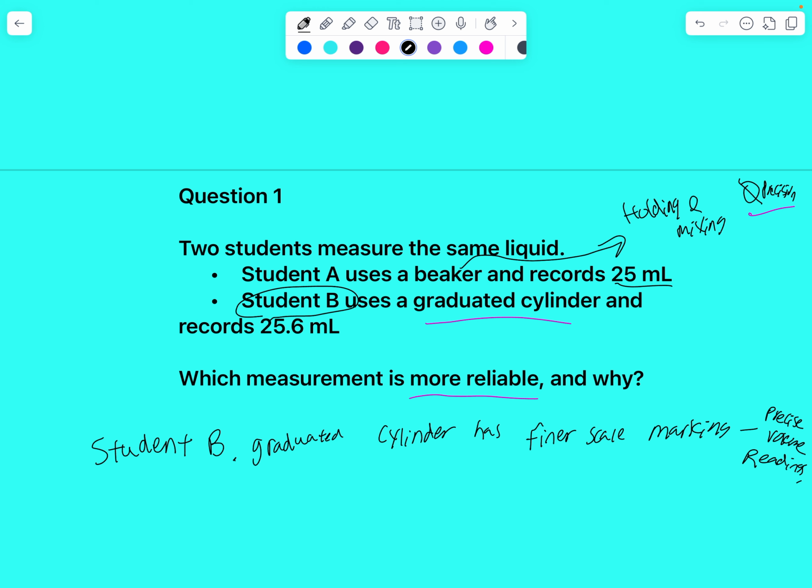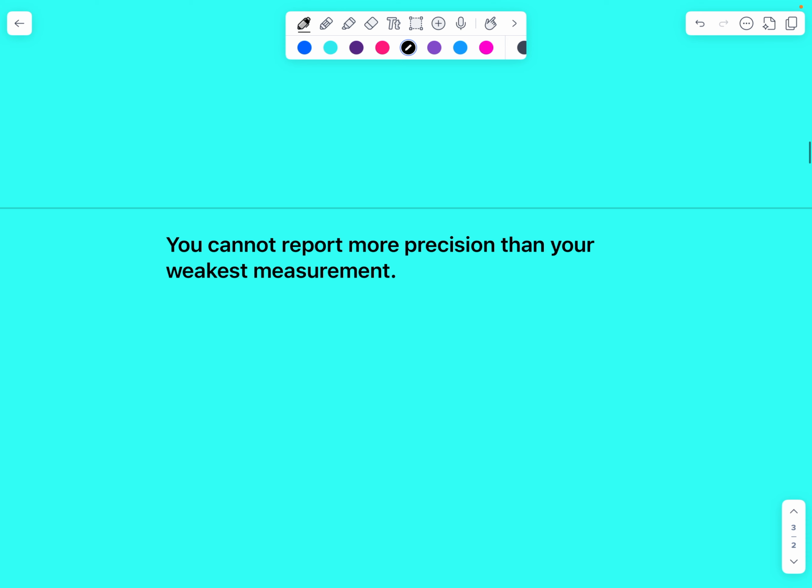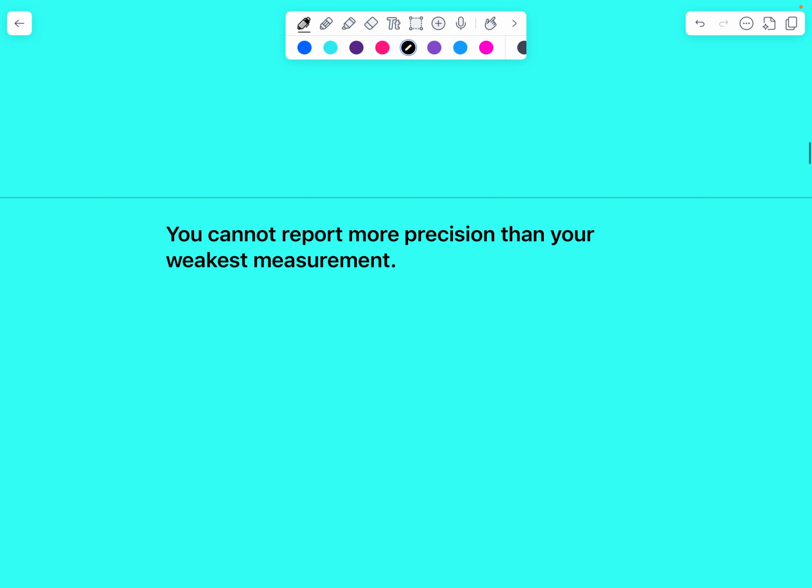Now, as we move on, we're going to do part 2, which is significant figures and why they exist. Significant figures are not arbitrary rules. They prevent you from lying with math. Here's the core principle I need you guys to know. You cannot report more precision than your weakest measurement, all right? If your volume is only known to the nearest tenth, your final answer cannot magically be more precise. So let's do a practice problem.